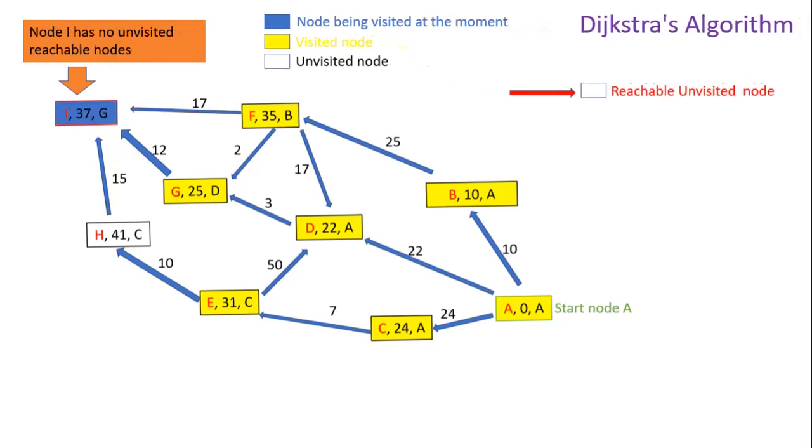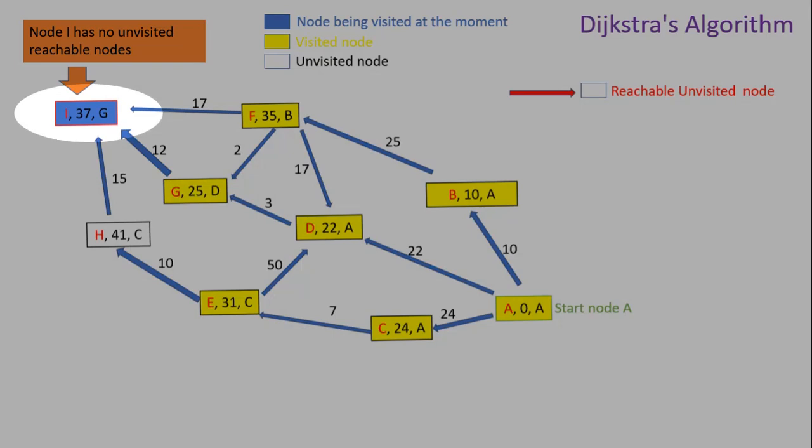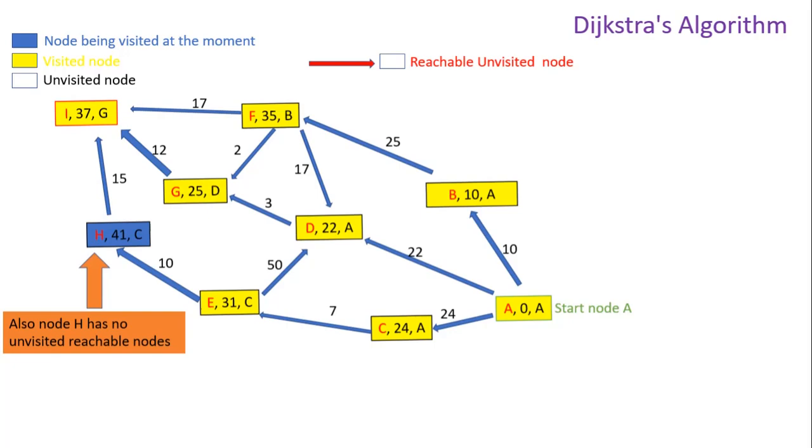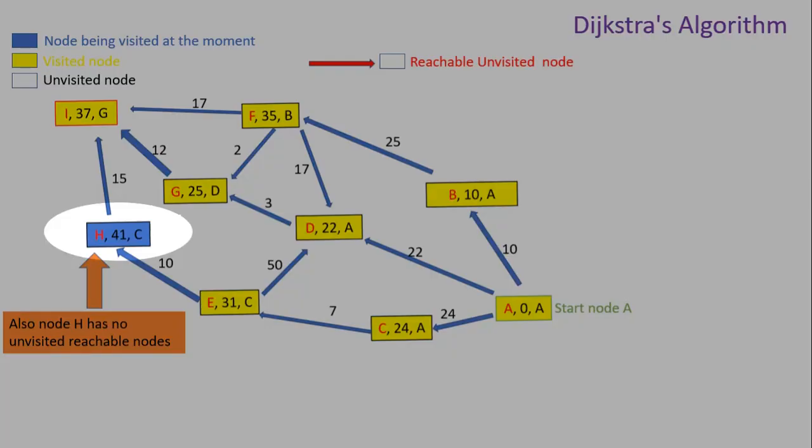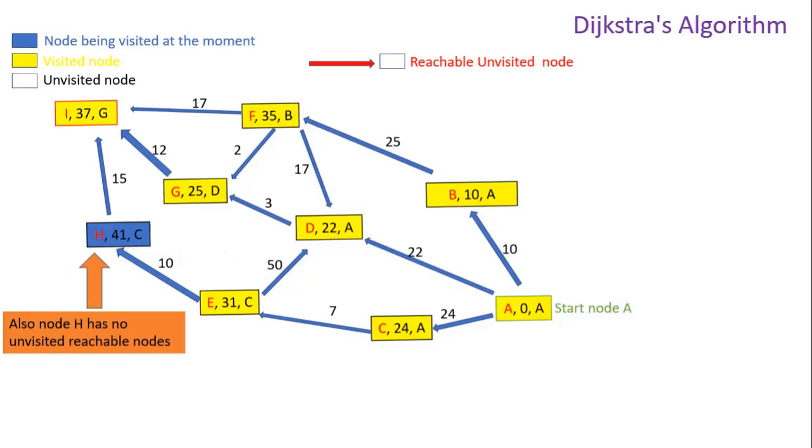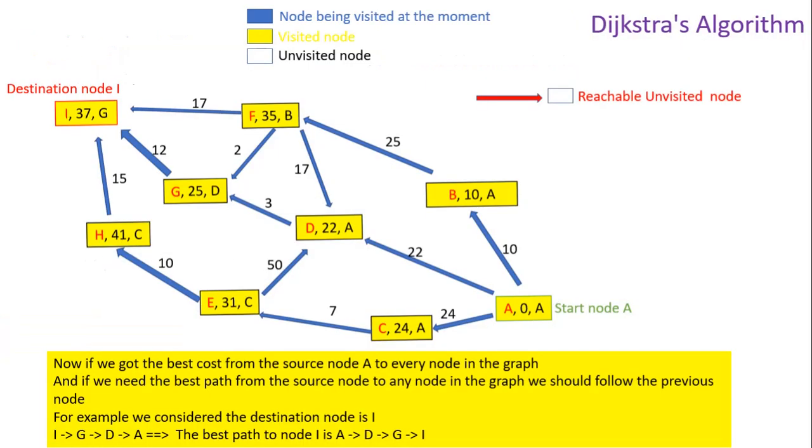Node F marked yellow. Visiting node I at the moment. We don't have any node to process, because it has no reachable unvisited nodes. I marked as visited. Node H also has no reachable unvisited nodes. Now the algorithm stops, because all the nodes became visited. Now we got the best cost from the source node A to every node in the graph.